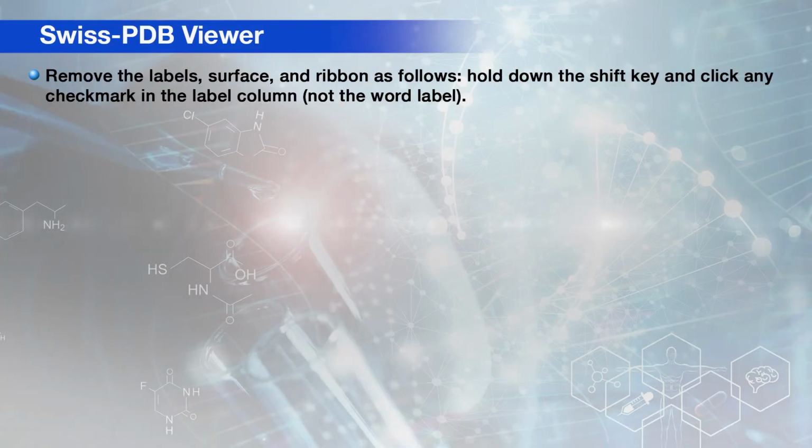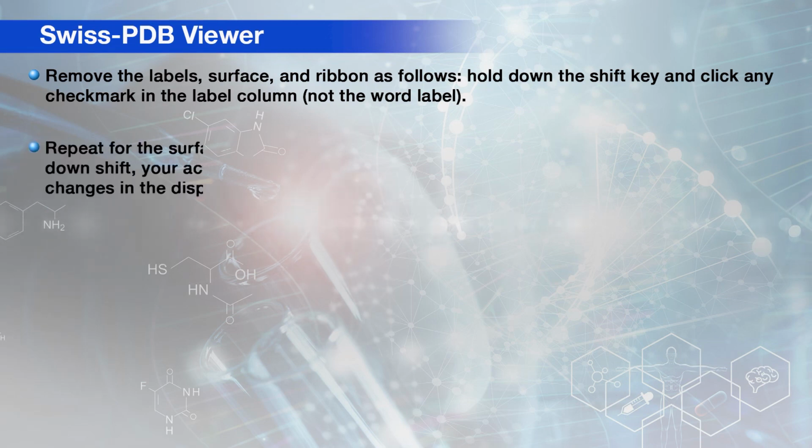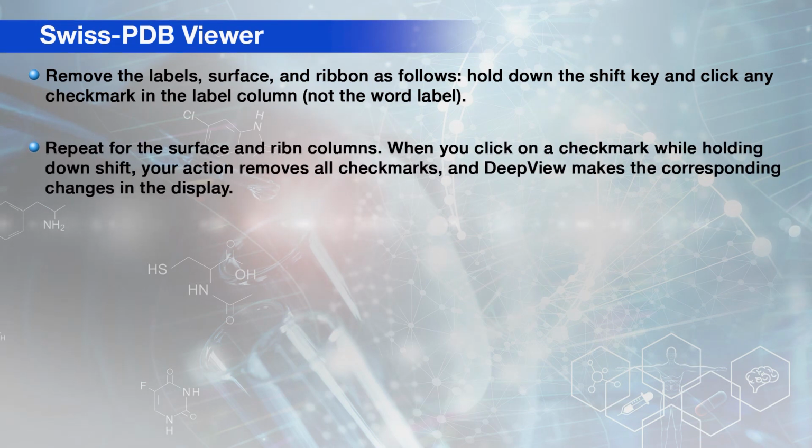Remove the labels, surface and ribbon as follows. Hold down the shift key and click any check marks in the label column, not the word label. Repeat for the surface and ribbon columns. When you click on a check mark while holding down shift, your action removes all check marks and Deep View makes the corresponding changes in the display.